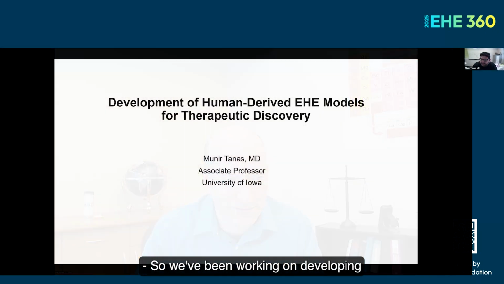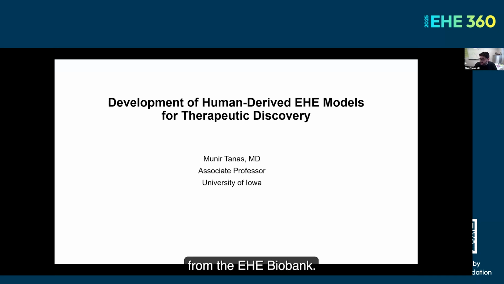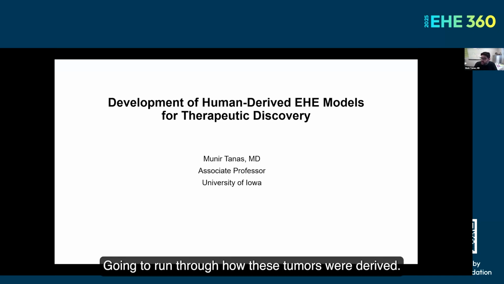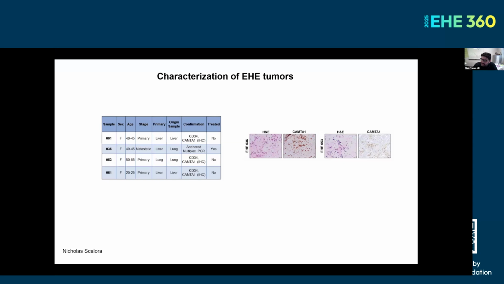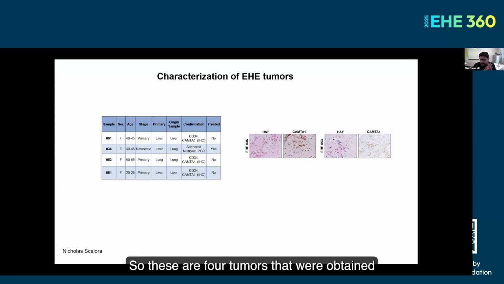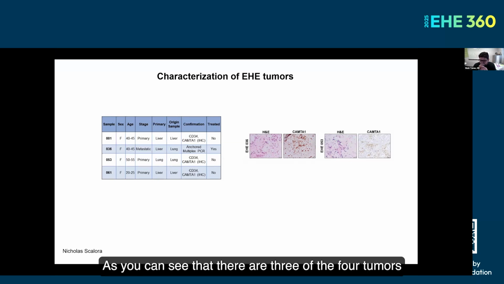Tanas. So we've been working on developing some EHE primary cell cultures for tumors from the EHE Biobank. I'm going to run through how these tumors were derived. So these are 4 tumors that were obtained from the EHE Biobank. As you can see, 3 of the 4 tumors are primary EHE tumors, 1 was metastatic.